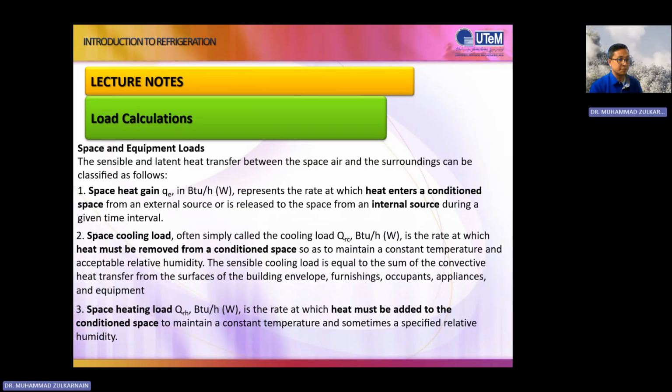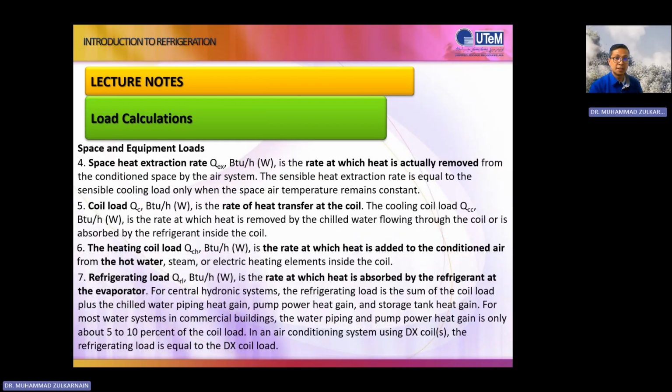Another parameter is the space heating load, the rate at which heat must be added to the conditioned space to maintain a constant temperature and sometimes a specified relative humidity. The next parameter is the space heat extraction rate, the rate at which heat is actually removed from the conditioned space by the air system. The sensible heat extraction rate is equal to the sensible cooling load only when the space air temperature remains constant.